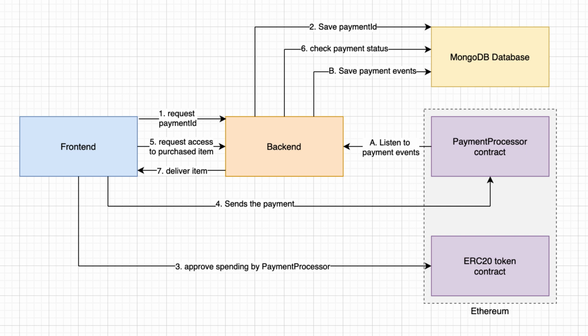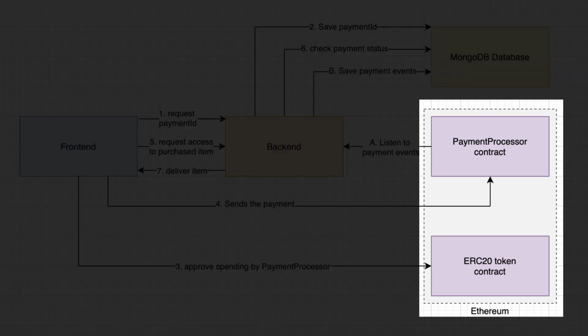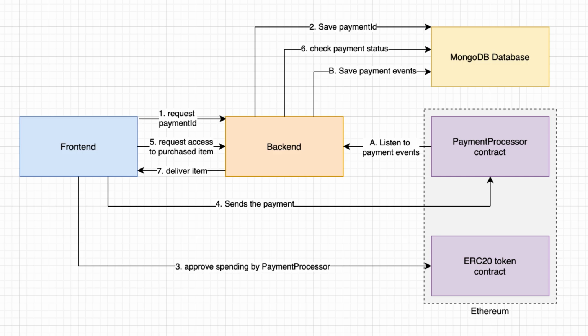2 quick notes here. First, the reason why we don't send the ERC20 token directly to the address of the merchant and instead we use this payment processor smart contract is because we need to identify this payment with a payment ID. And to do this, we need to be able to emit an event from the payment processor smart contract containing this payment ID.